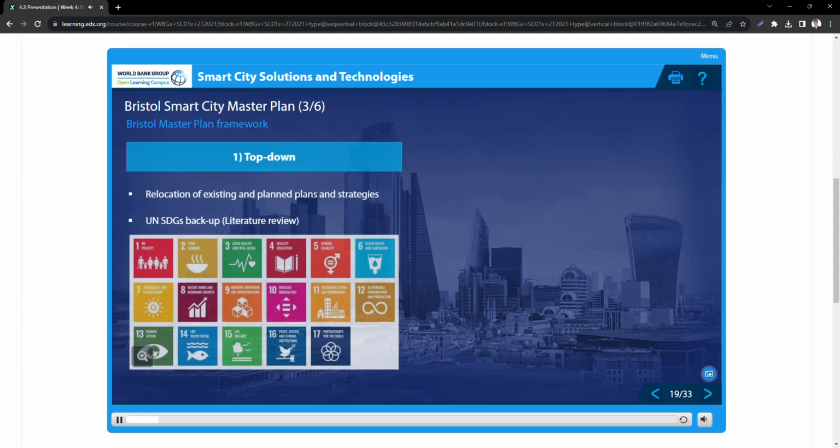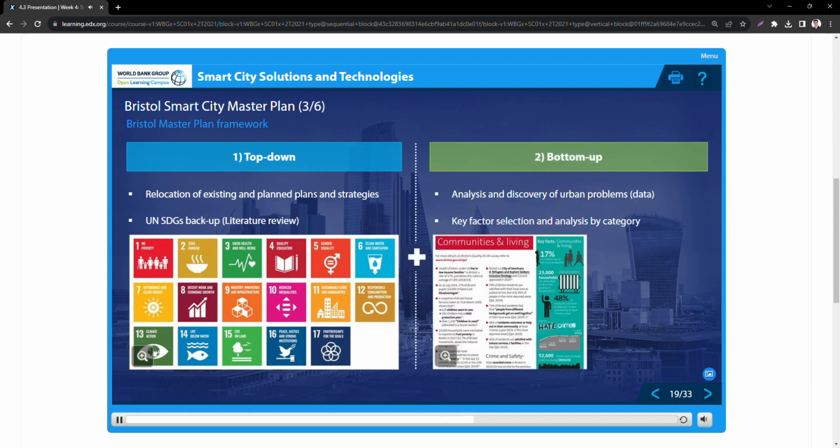First, a top-down analysis is conducted to relocate existing and planned strategies in line with local, regional, national, and international goals. In addition, the United Nations, UN's 17 Sustainable Development Goals, SDG, are reviewed to comply with the international goals. Then, a bottom-up analysis is conducted to analyze and discover urban problems based on city data. Through this analysis, it was possible to identify problems and derive priority themes by analyzing major problems in the city.